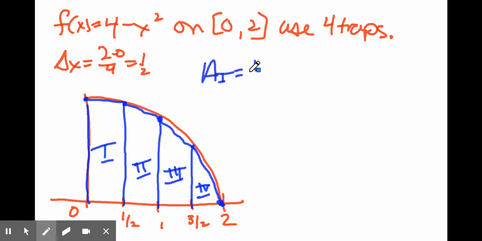So the area of the first one is 1/2. The area of any trapezoid is half the height times the sum of the bases. You got to know that. You got to know it off the top of your head. It's going to be on the exam.